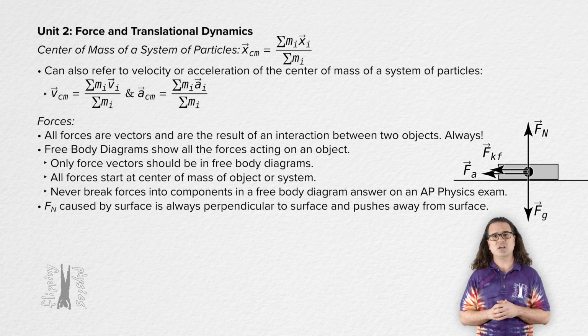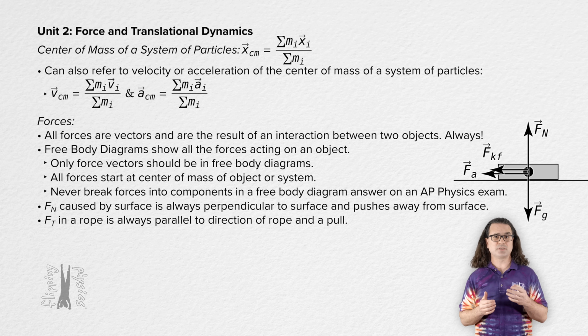The force normal caused by a surface is always perpendicular to the surface and pushes away from that surface. The force of tension in a rope or something similar is always parallel to the direction of the rope and a pull.